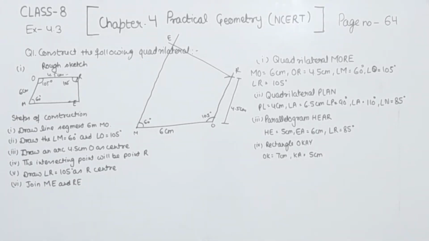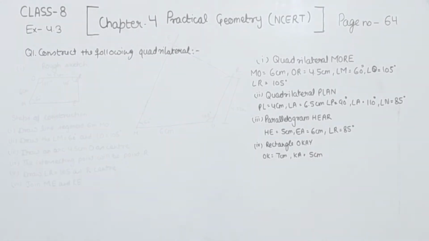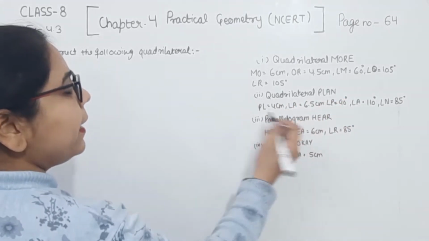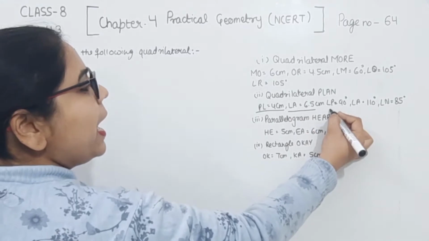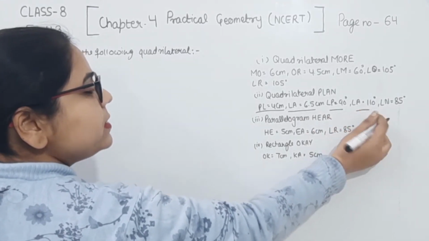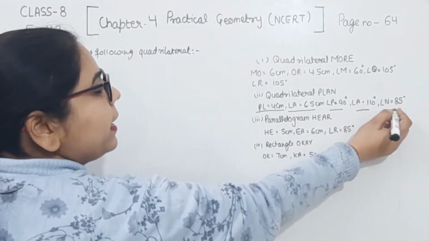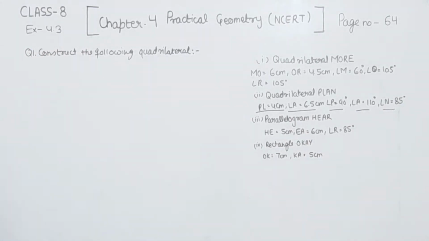This is the part 1. Now comes to the part 2. In the part 2 we are having quadrilateral PLAN. In this one PL is equal to 4 cm, LA is equal to 6.5 cm, angle P is equal to 90 degree, angle A is equal to 110 and angle N is equal to 85 degree we are having.